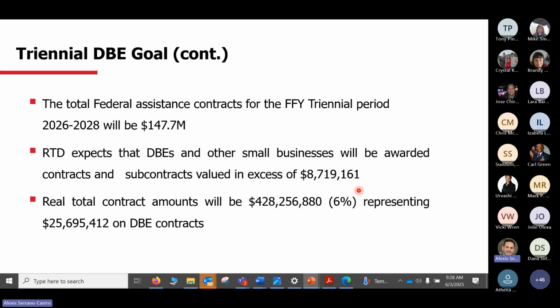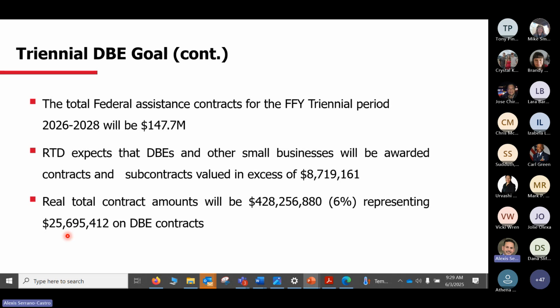But in reality, the total amount of those projects is not 147 million. This is only the federally funded portion. The total of those projects is 428 million. So the 6% is actually 25.6, almost 26 million. That's what represents contracting opportunities for the DBEs, again, on those 9 that we know as of today will be federally funded. In the previous triennial, like I mentioned, initially we had 11, and we are now at 27 actually federally funded projects.